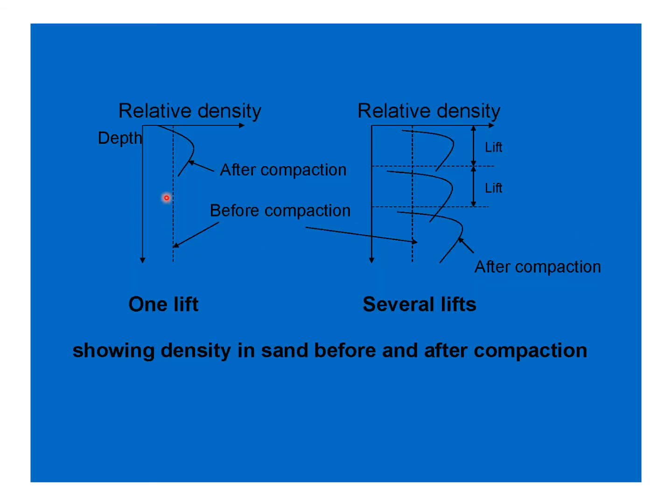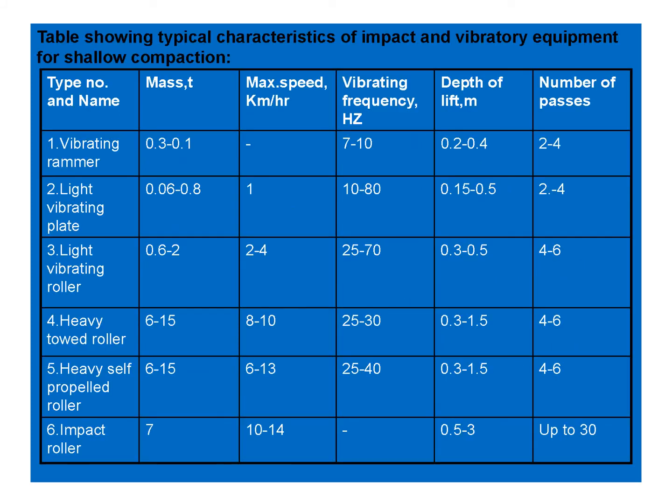Now look at that. If we compact the soil in just one layer, in one lift, you have the effect only in the top part of it. But if you compact the whole stratum in layers, you can see that you have compacted each layer effectively and you have got the desired density of the soil. This table is showing typical characteristics of impact and vibratory equipment for shallow compaction. So different types of equipment have been considered in this table.